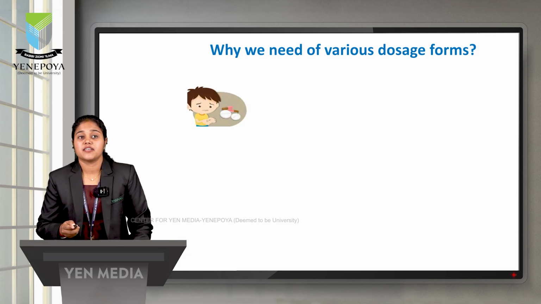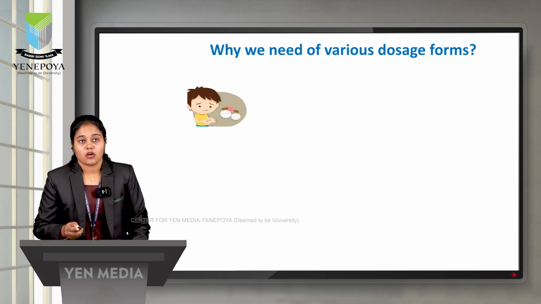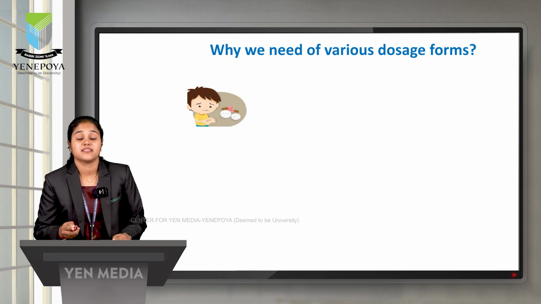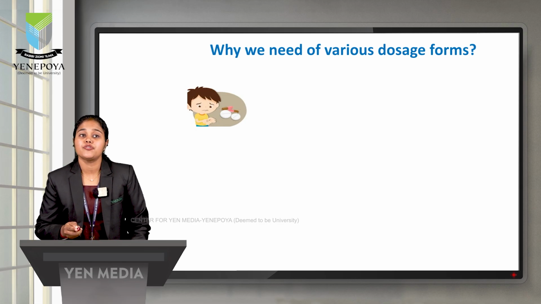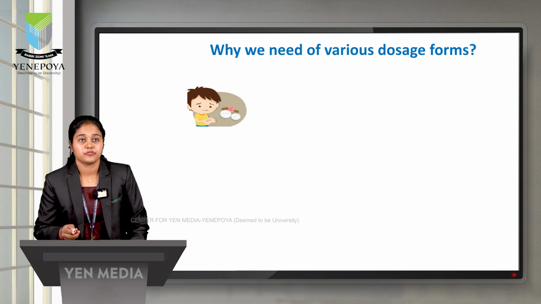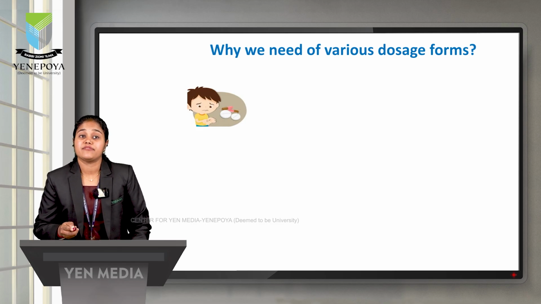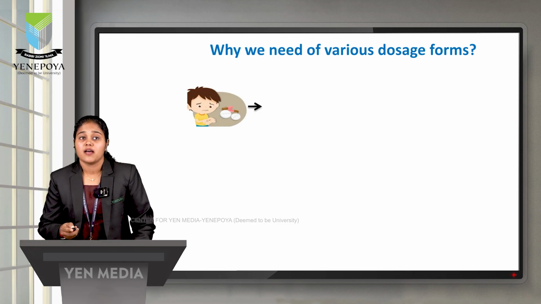The first is, if you are considering children or pediatric patients, and you show them a tablet, how will they act? They will deny taking that tablet. So we cannot show them tablets or capsules, because they will either fear it or refuse to take it. But the drug should go inside the stomach, so what do we have to do? We have to choose another dosage form. So what is a better dosage form for pediatrics?